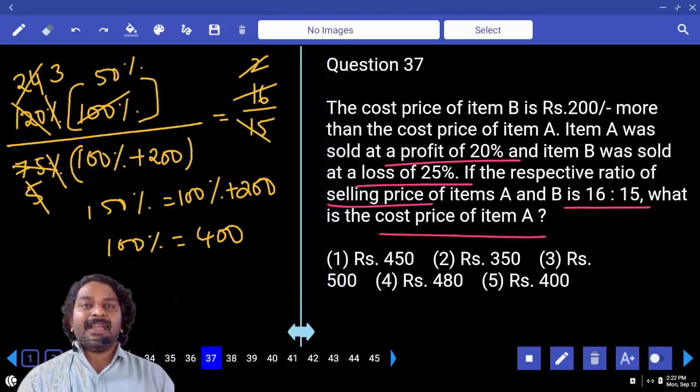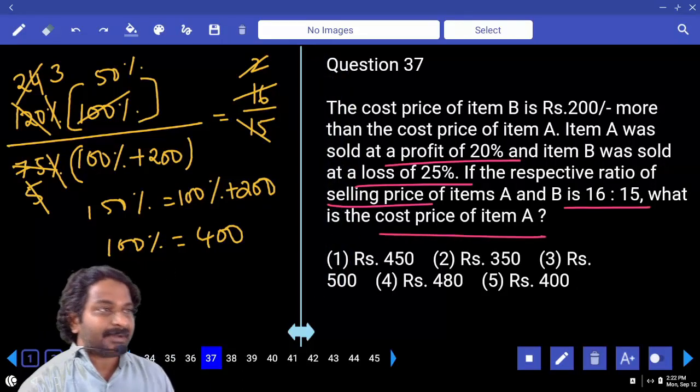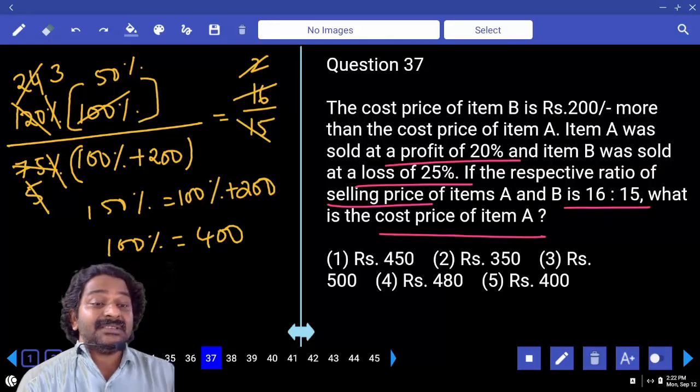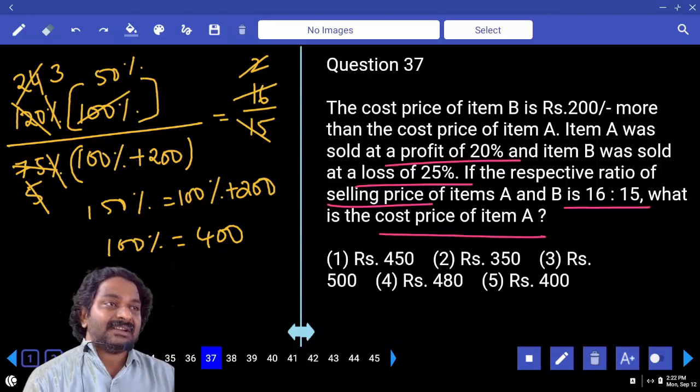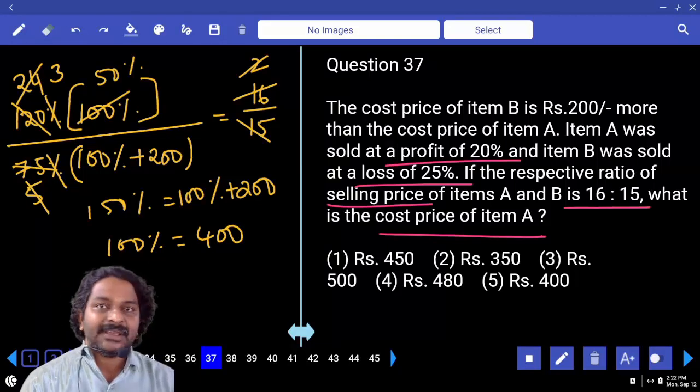Cost price of item A. Item A cost price was 100% only, which is 400. B cost price is 600, 200 rupees more. Yes.